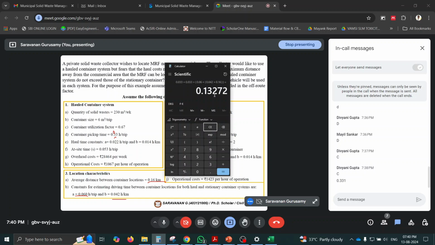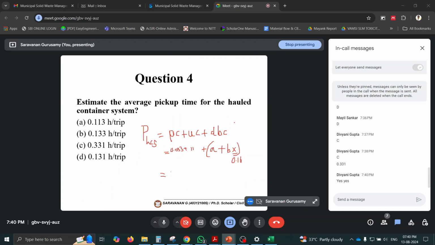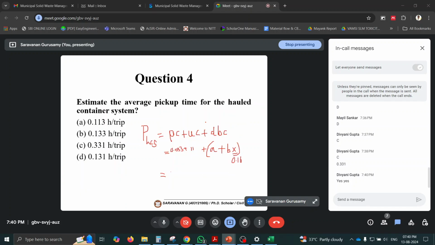0.133. This is the calculation. Can you please check? Okay. So answer is 0.113, right? That is correct, right? 0.113.